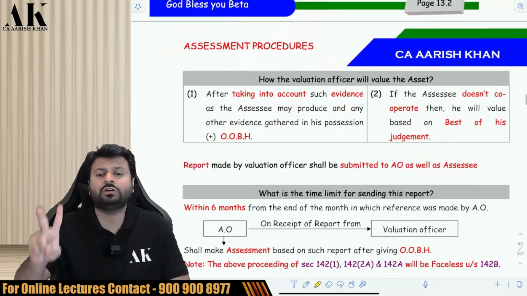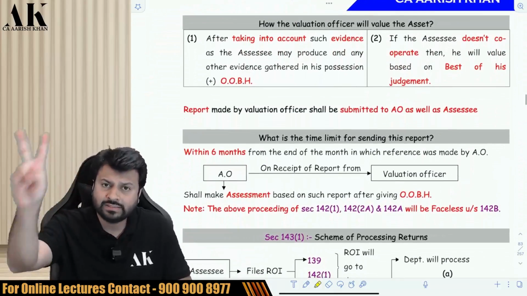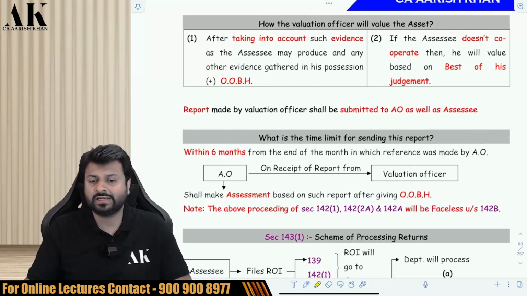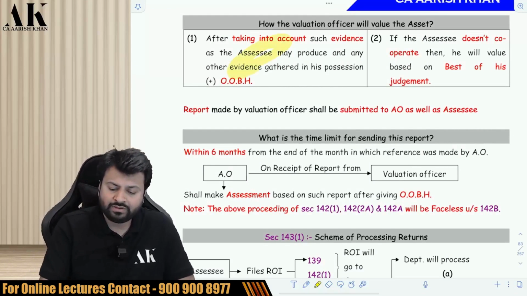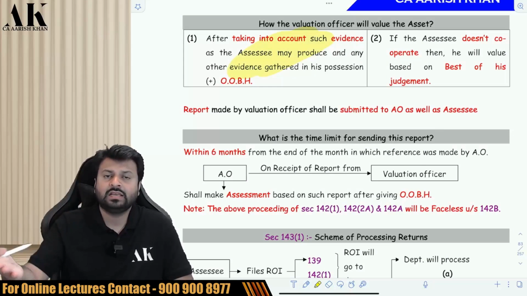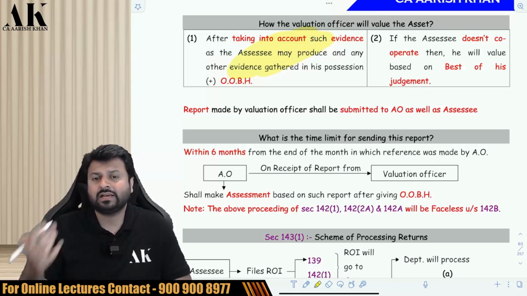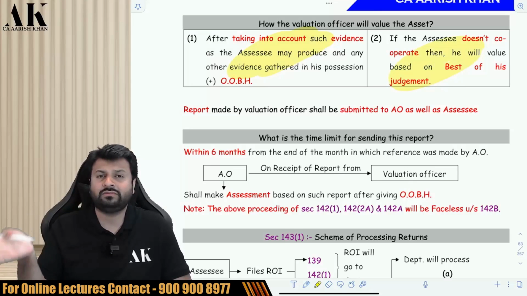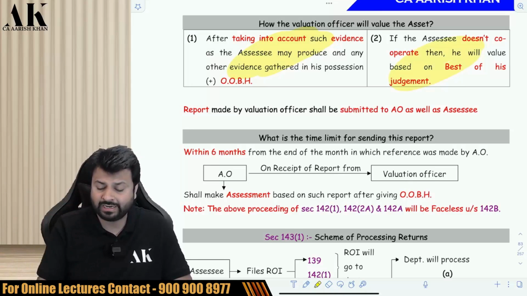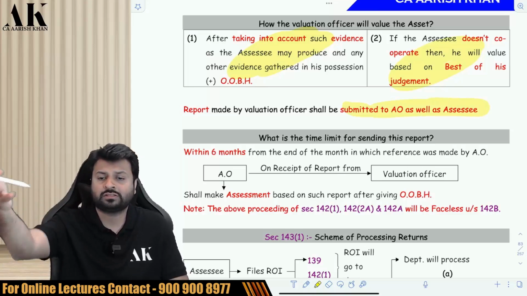If he does not doubt the correctness of the books of accounts, then also he can give a reference to the valuation officer. What will the valuation officer do? The valuation officer will first give the assessee an opportunity of being heard and ask for the relevant information to compute the value. If the assessee does not cooperate, then the valuation officer will do the calculation to the best of his judgment, and then will submit the report to the AO as well as to the assessee.